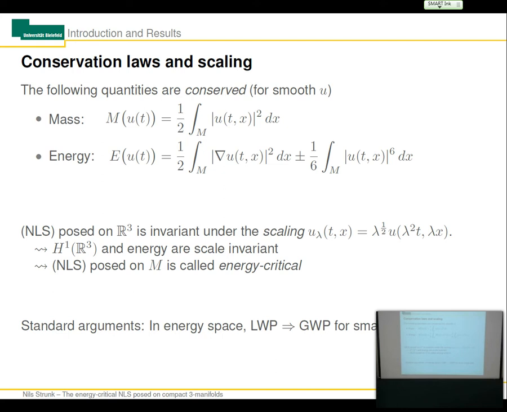As can be seen by arguments, I think they were spelled out in the paper of Herr, Tataru, and Tzvetkov in 2011, if we are in the energy space, the local well-posedness result immediately implies the global well-posedness result for small initial data in H1.